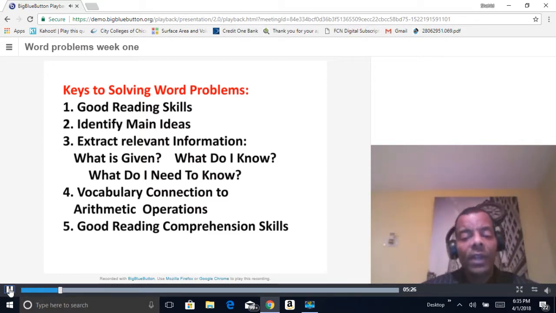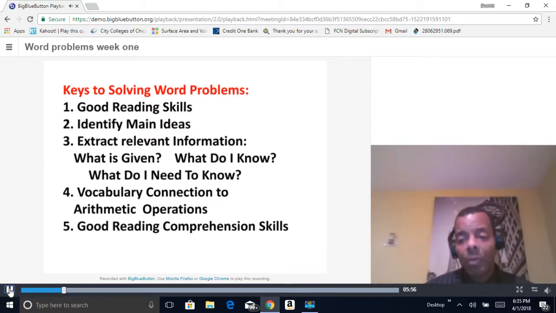Now, a very vital question that you have to ask is, what do I need to know? Because just as there are going to be things that they give you in the problem to solve it, there are going to be some unknowns that you have to come up with by reading, by deciphering, by analyzing the problem to see what it is I need to know. And guess what? The answer to the question of what you need to know is in the question.